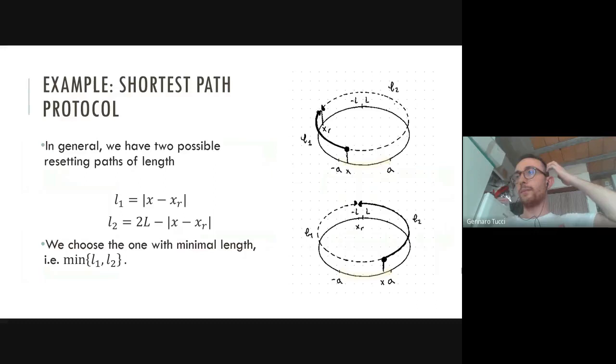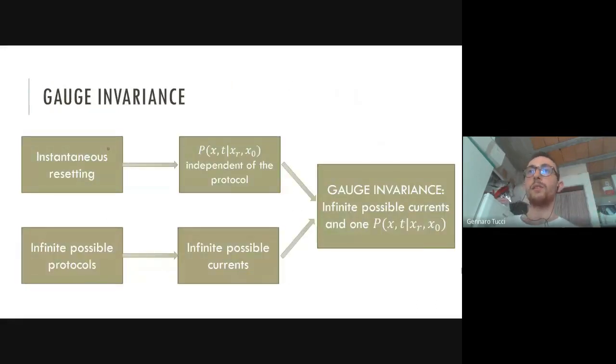So this is an important property of the system. It can be summarized in what is called gauge invariance. In particular, as we have already said, this type of resetting is instantaneous. This means that the probability density of the particle will be completely insensitive to how the particle resets, because it just depends on the position of the particle and not on how the particle resets. On the other side, we have infinite possible protocols. That is, we can generate infinite possible currents in our system. And this converges to a unique property, that is gauge invariance for our probability distribution. In particular, we can have for the same probability distribution infinitely many possible currents.